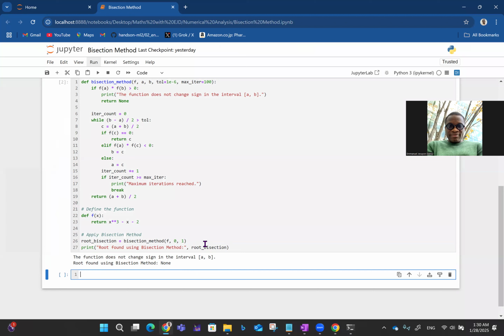Just like if you put 0, it's negative. If you put 1, it's negative. So you can't get roots as long as the two signs are the same.